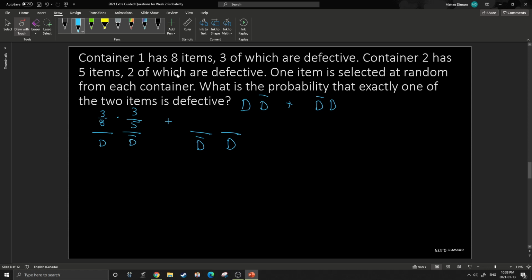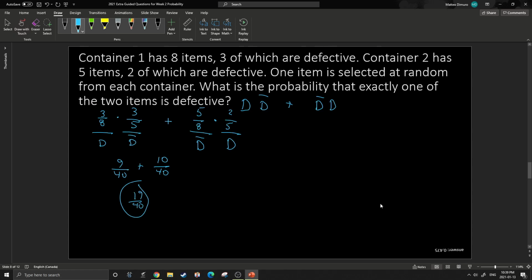So back to container 1, new experiment. There are 8 items. Now 3 are defective, meaning 5 are not defective. Times, in container number 2, we want defective. So 2 out of the 5. There we go. 3 times 3 is 9. 8 times 5 is 40. Plus 5 times 2 is 10. Over 40, add them up, and you get 19 out of 40, which will give you the decimal answer that you see down in the corner.